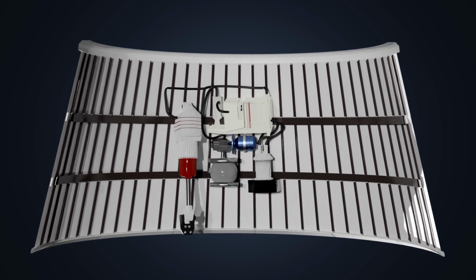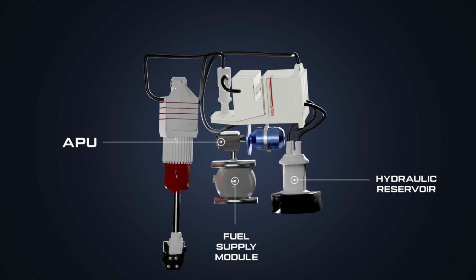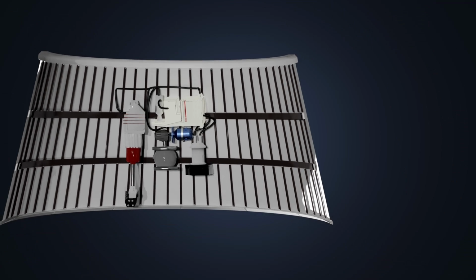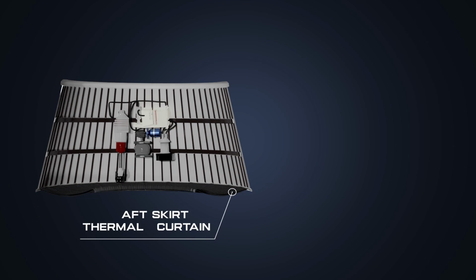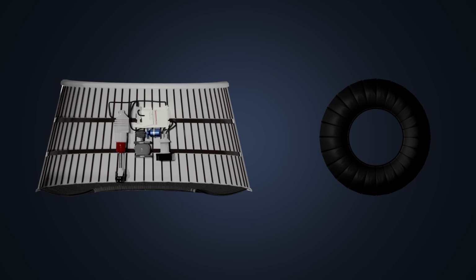Let's take a closer look at the system. Each hydraulic system includes a fuel supply module, an APU, a hydraulic reservoir, a hydraulic pump, a fluid manifold assembly, and an actuator. There is an aft skirt thermal curtain, or ASTC. The ASTC is a flexible, high-temperature insulation cloth used to protect the thrust vector components. The ASTC is of 24 segments stitched together. Each layer is made of 9 insulating materials and is 2.58 inches thick.